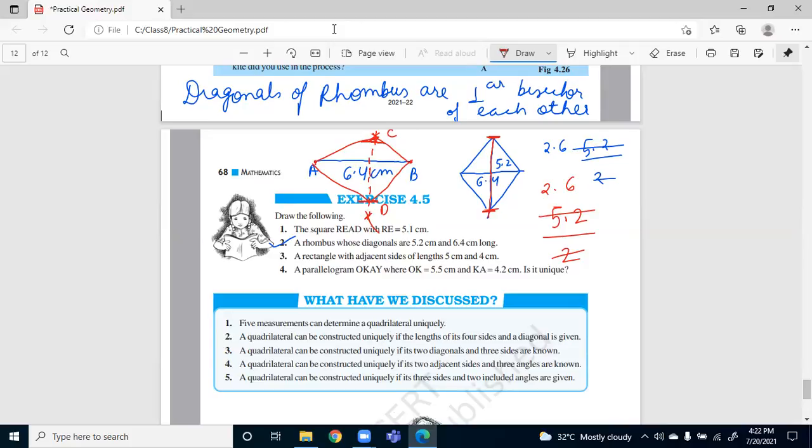Ma'am, I've sent you. On both the sides, Mahika, on upside and downside, both the sides you have to take 2.6 and 2.6. Okay, ma'am, understood. Ma'am, I've sent my answers on the group. Please check. Okay, Dhriti.